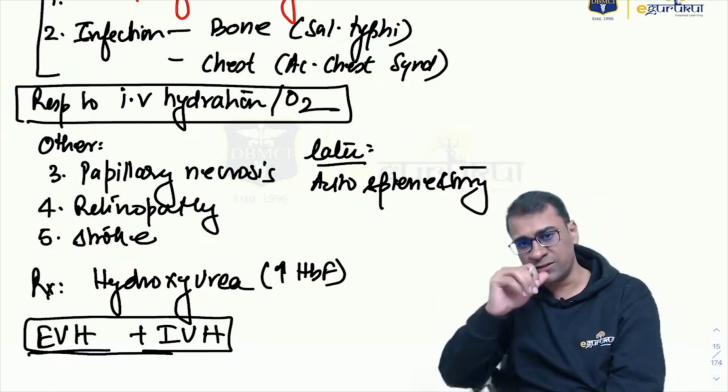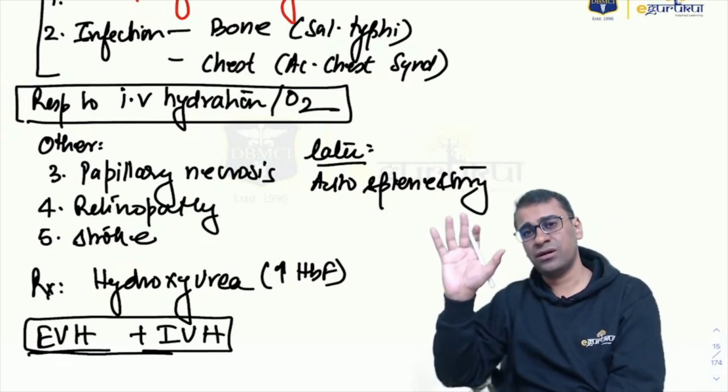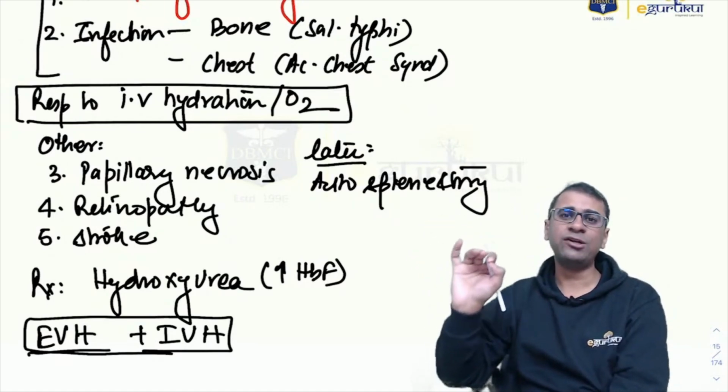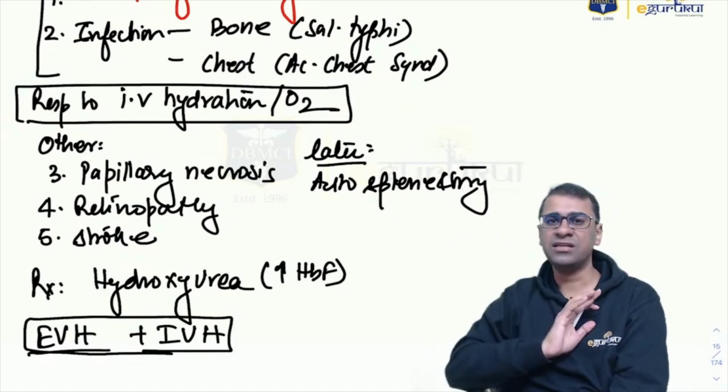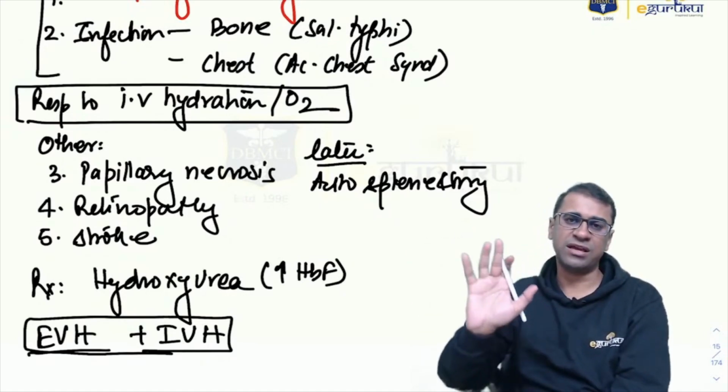But if the question is, what is the best treatment? It should be hematopoietic stem cell transplantation. That's the best treatment available for sickle cell anemia.